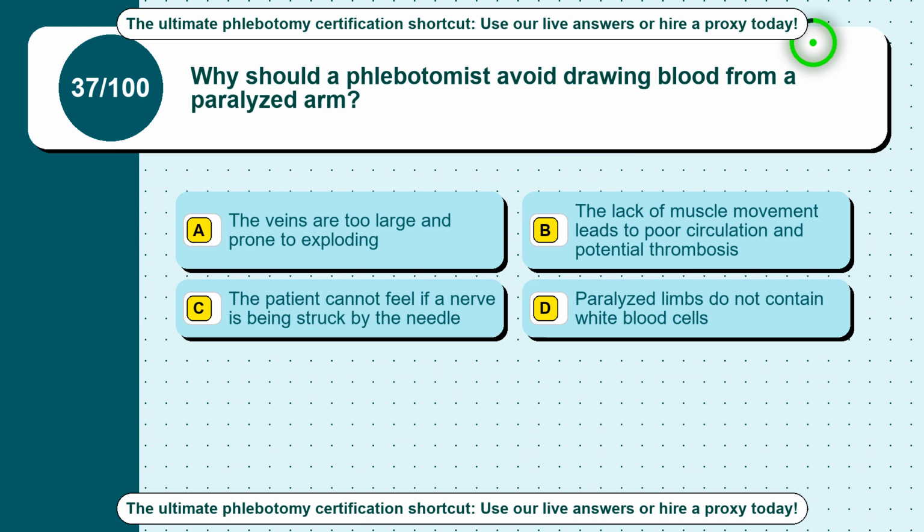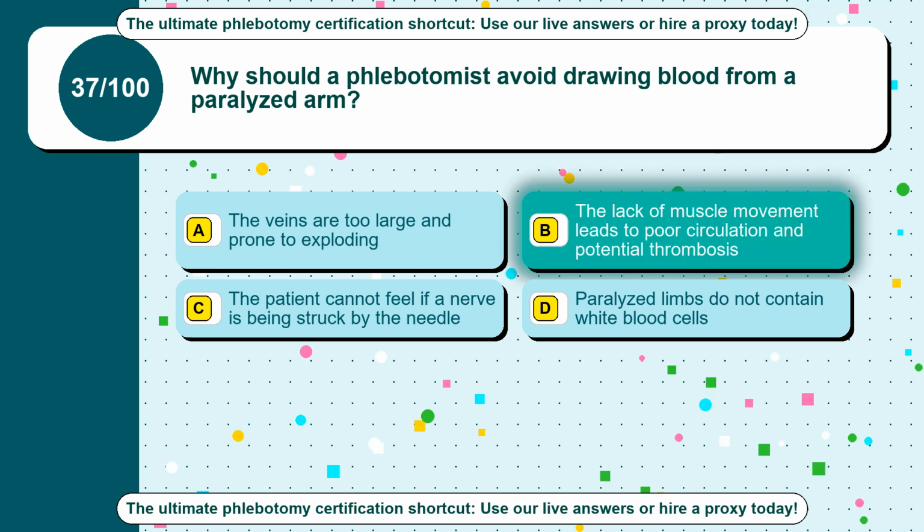Question 37. Why should a phlebotomist avoid drawing blood from a paralyzed arm? Option A. The veins are too large and prone to exploding. Option B. The lack of muscle movement leads to poor circulation and potential thrombosis. Option C. The patient cannot feel if a nerve is being struck by the needle. Option D. Paralyzed limbs do not contain white blood cells. The correct answer is option B.